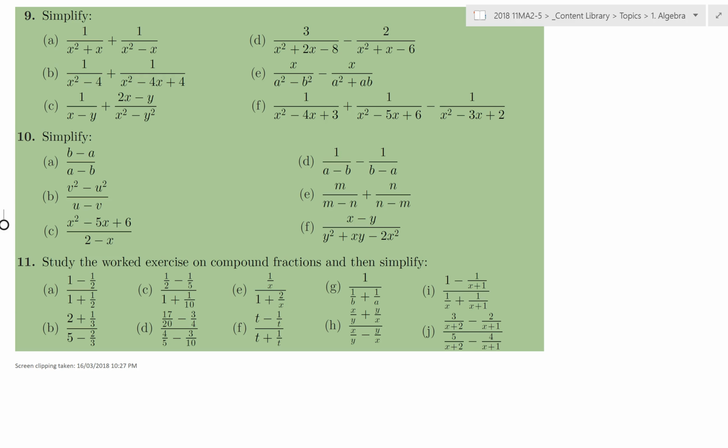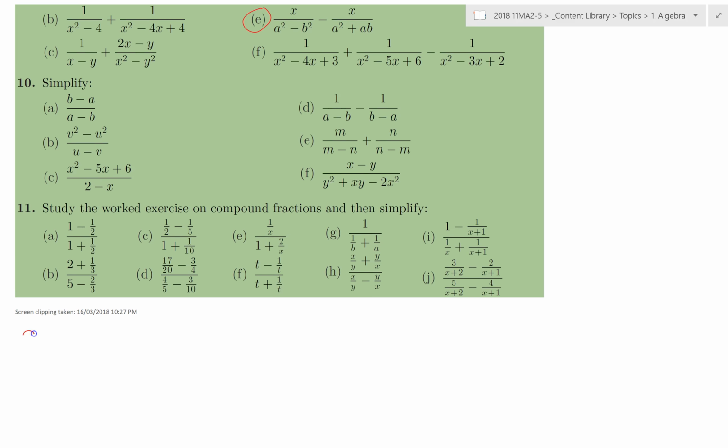So, let's have a look at adding and subtracting, because when we deal with fractions, adding and subtracting tends to be harder. So, what will we have a look at? I quite like the idea of e. Let's have a look at 9e here. So 9e, x over a squared minus b squared, a difference of two squares, I see that already, minus x over a squared plus ab, not a difference of two squares, but going to be a common factor. Right, we're going to factorise first so we can see what happens.